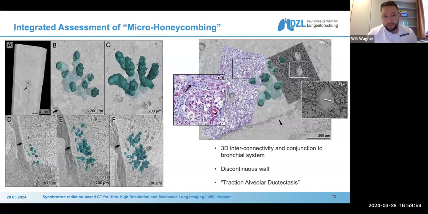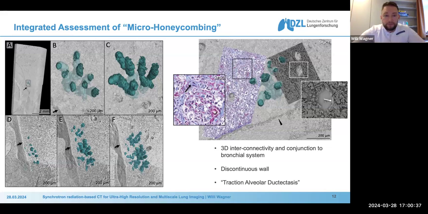Another very important hallmark of pulmonary fibrosis is so-called honeycombing or microhoneycombing. Here we are looking at mouse model data, so a small animal model of lung fibrosis. Until this investigation, it was unclear whether the mouse model would actually exhibit honeycombing. Honeycombing basically means that you have cystic structures developing within your lung.